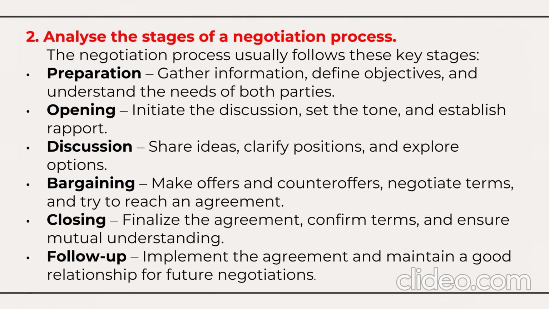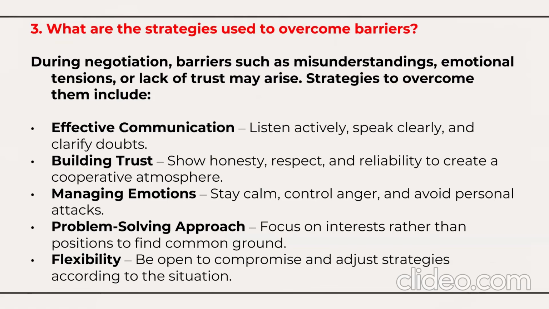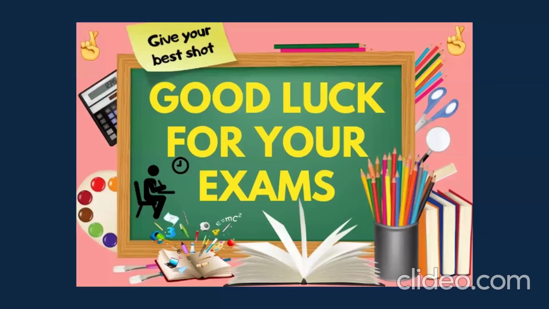So reference to your textbook, right? And the last question of your question paper, what are the strategies used to overcome the barriers of negotiation? So barriers like misunderstanding, emotional tension, lack of trust. So how to overcome? Effective communication, building trust, managing emotions, problem-solving approach, flexibility. So like this, three questions from corporate communication, refer to your textbook or use your own common sense to answer such questions.